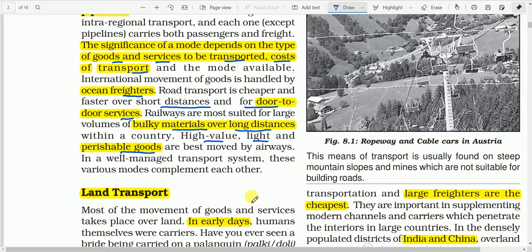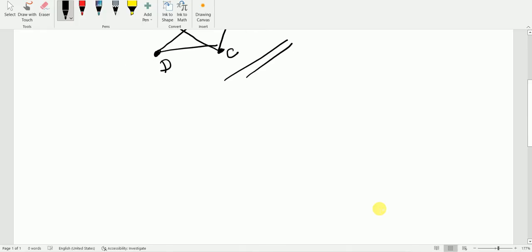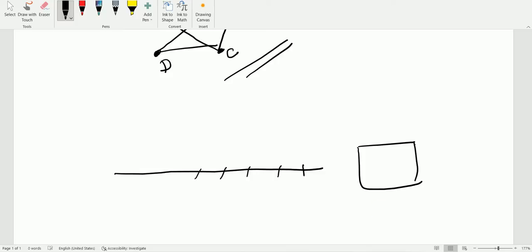Say, for example, here we have an airport, and from here there is a railway line connected with A and B. From B we have the railway station, and from B up to the airport C, say the railway line is not connected. So in this case, from B to C, it may be connected by a road. In this way, all the means of transport are helping each other.